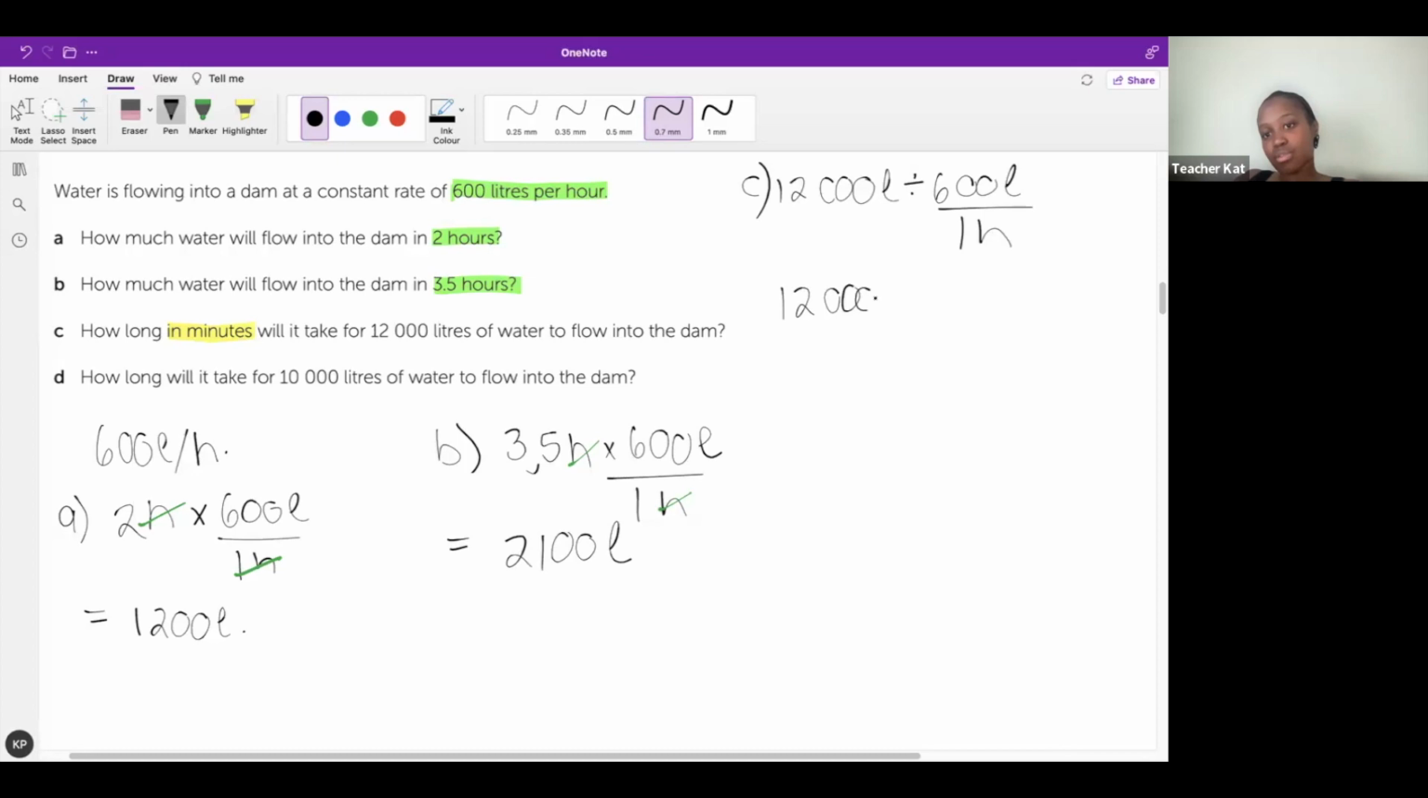It's going to end up being 12,000 liters times 1 hour over 600 liters. Firstly, the units are gone. And now let's look at the numbers. How many times does 600 go into itself? 600 goes into itself how many times?